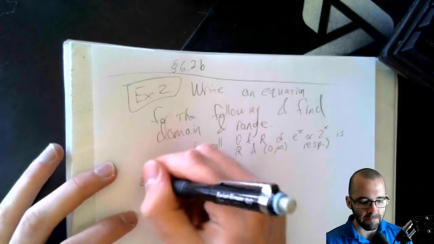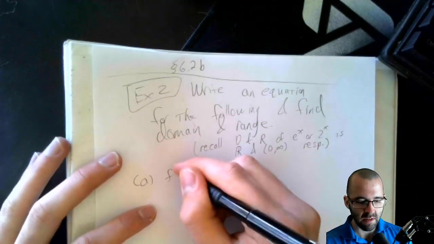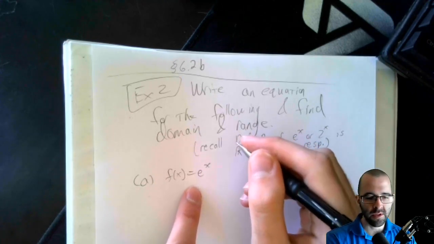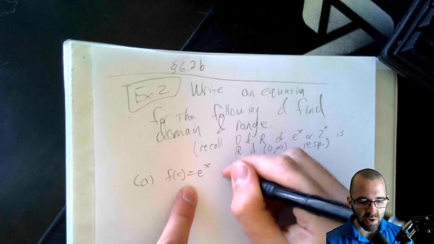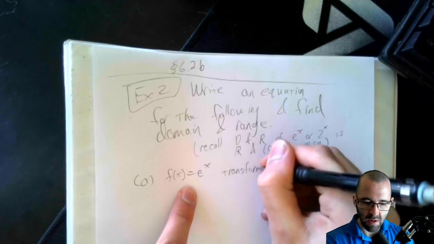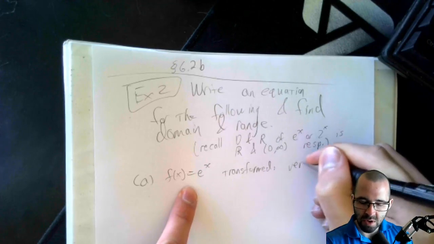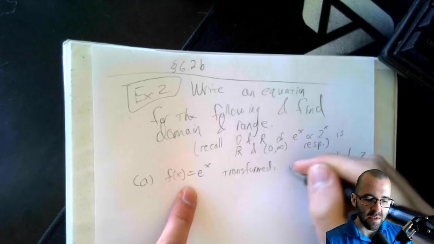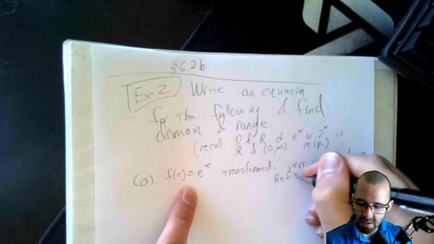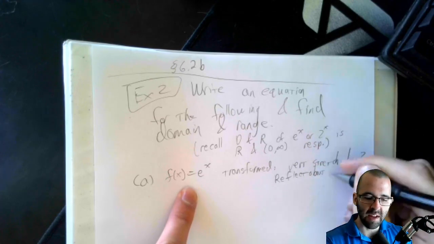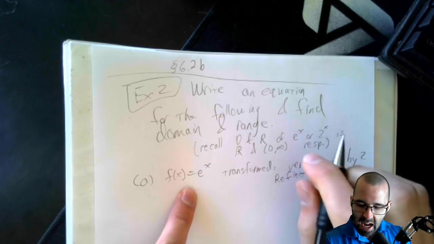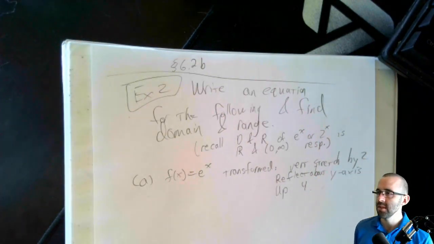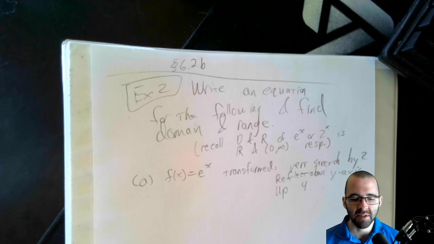So anyway, part A is going to be f of x equals e to the x. Remember, e is Euler's number, 2.7182 dot dot dot. And we're transforming that. Vertical stretch by 2. Reflect about the y-axis, so left to right, and up 4. So we just have to do all this stuff.